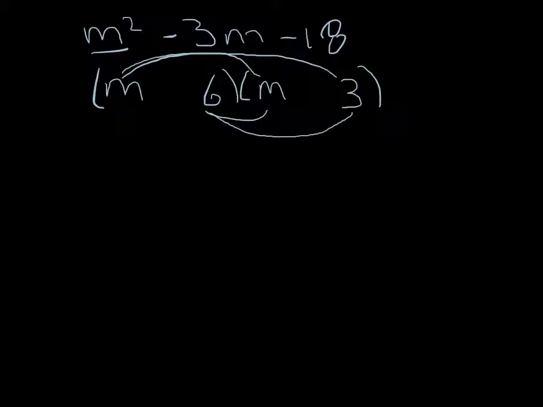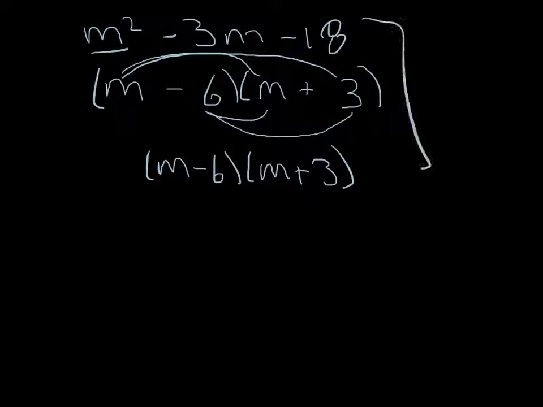So in determining that, we need to see when we multiply the m times the 3 and the 6 times the m, which of those constants needs to be negative to add up to negative 3m. So if that's a negative and that's a positive, negative 6 times 3 is negative 18. And then negative 6m plus 3m gives us negative 3m. So our answer is m minus 6, m plus 3. That's the factored version of this.